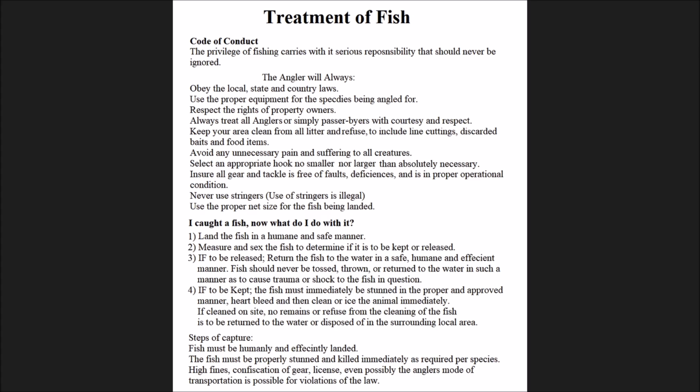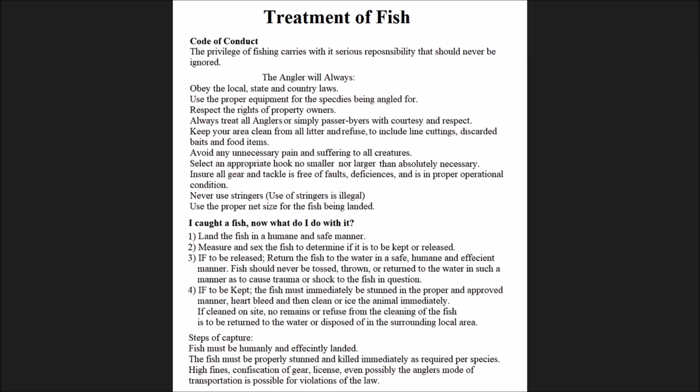Treatment of fish. Code of conduct. The privilege of fishing carries with it serious responsibility that should never be ignored. Ignoring it is at your own peril, with possible fines and prison sentences. The angler will always obey the local, state, and country laws. Use the proper equipment for the species being angled for. Respect the rights of property owners. Always treat all anglers or simply passersby with courtesy and respect. Keep your area clean from all litter and refuse, to include line cuttings, discarded baits, and food items.